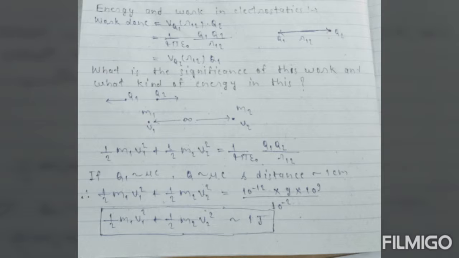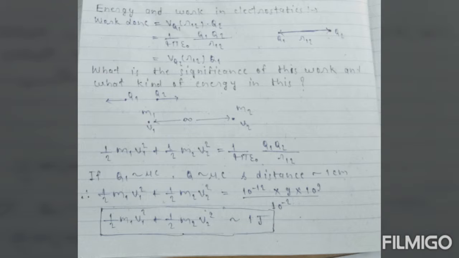What we are interested in now is what happens when I bring an assembly of charges, many charges, and finally go to a charge distribution so that it is described by the charge density rho. Now, first, what is the significance of this work? And what kind of energy is this?